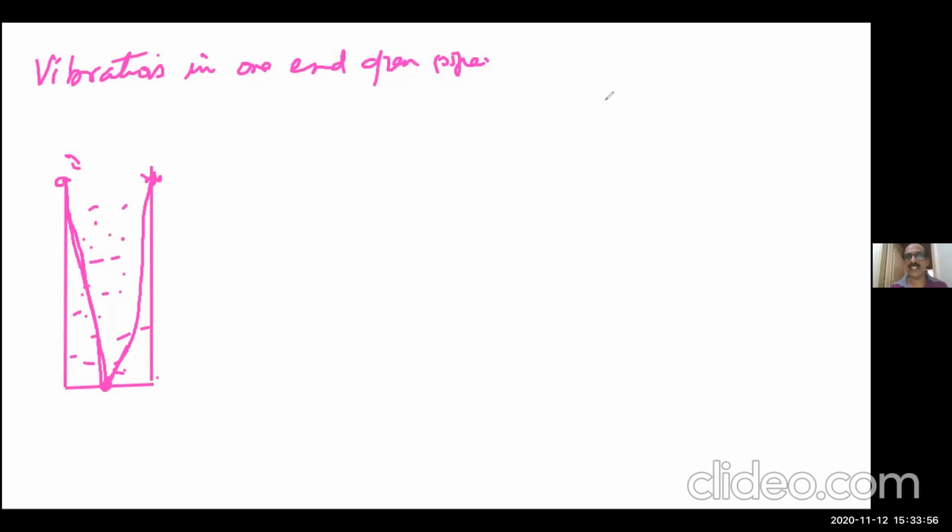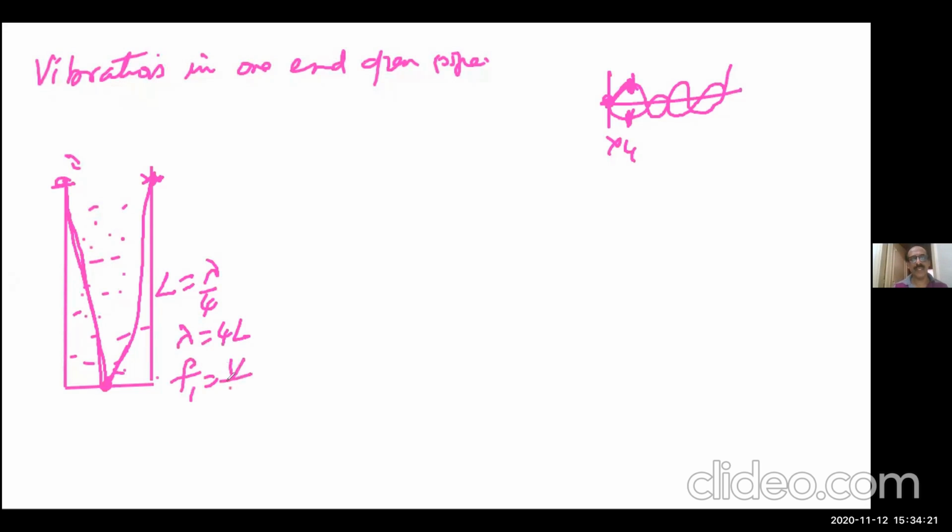Now, if you're comparing with the longitudinal wave graph, in this closed pipe the node will form only at this end, and here it forms an antinode. So this is lambda by 4, one-fourth of lambda. So here L is equal to lambda by 4. Lambda is equal to 4L. Frequency F1 is equal to V by 4L. This is the fundamental frequency, the fundamental note. Clear? Now, see the second one.